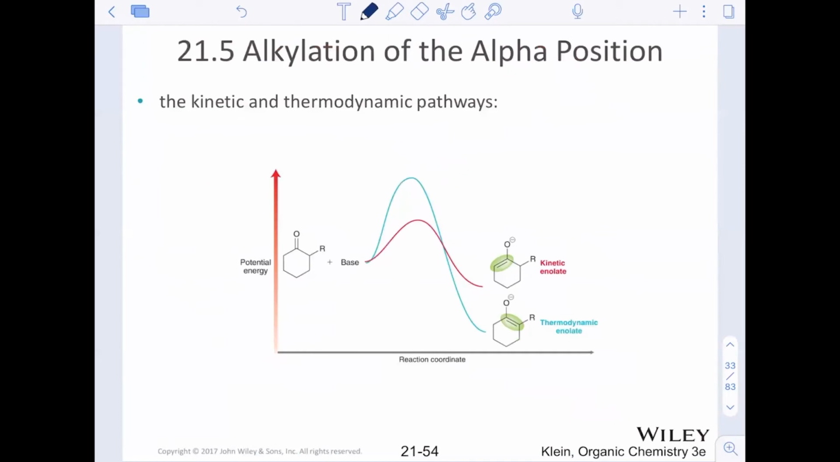Again, looking at their pathways, kinetic has a lower activation energy. It's faster to go to the alpha that has less things on it, more hydrogens, less other bulk, right? But the other is overall more stable. More stable to form an enolate that is more substituted. It's just slower. Notice how high that activation energy is. Higher the activation energy, slower the reaction.